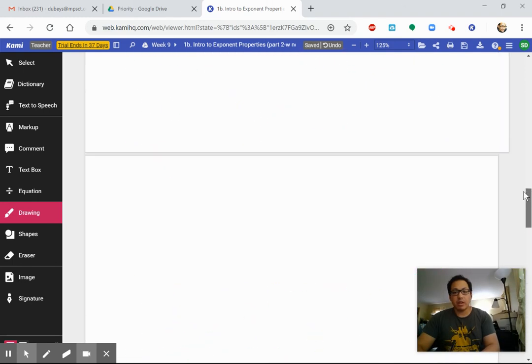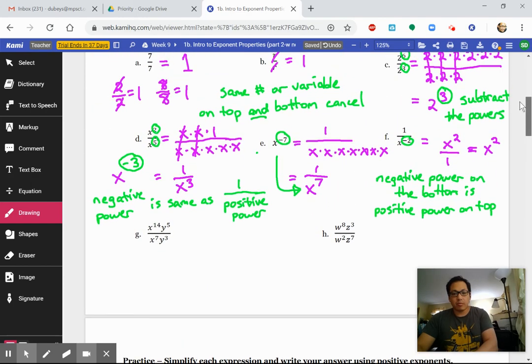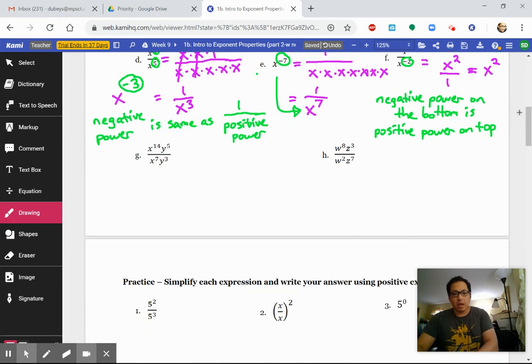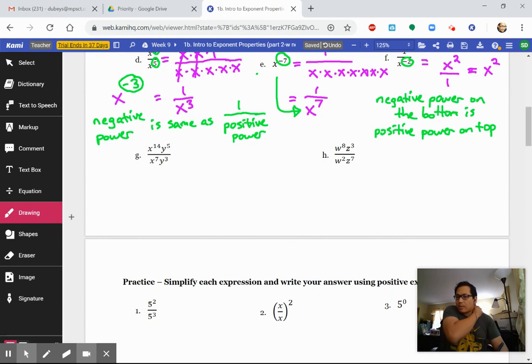Okay, so let's try to do a couple of examples here, just to wrap it up. And if you don't get that at first, that's fine. That's what practice is all about. That's why we do this.